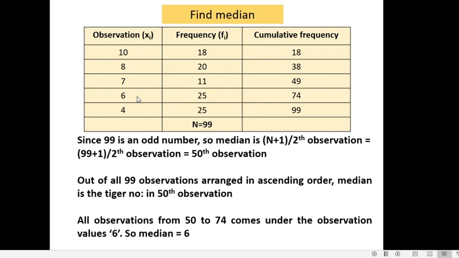But since there are 99 observations, instead of arranging them in ascending or descending order, we are finding out the cumulative frequency. By finding out the cumulative frequency, we will be easily able to find out which is the middle value by applying these formulae.